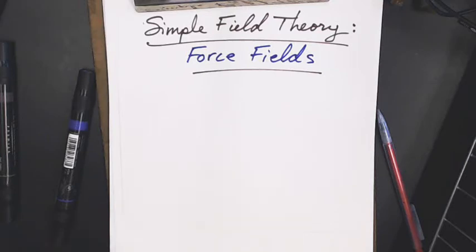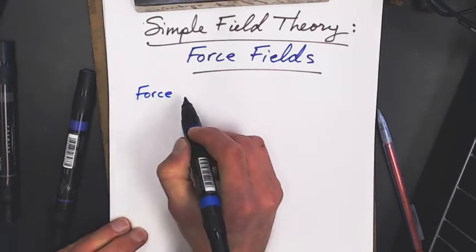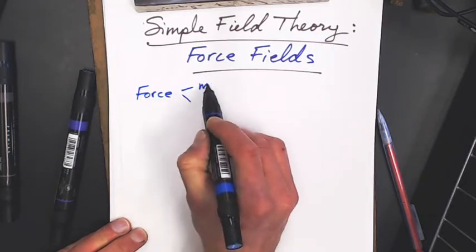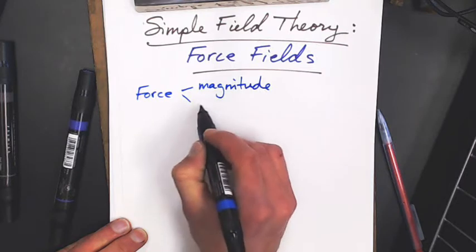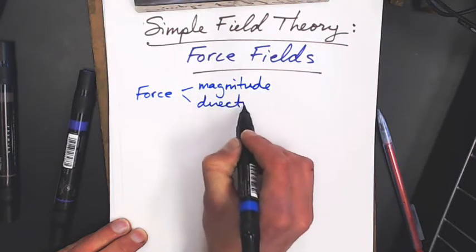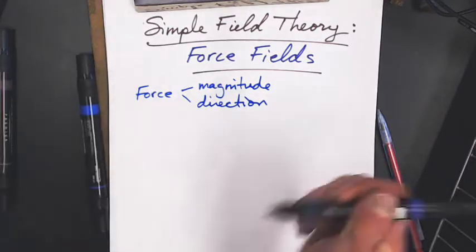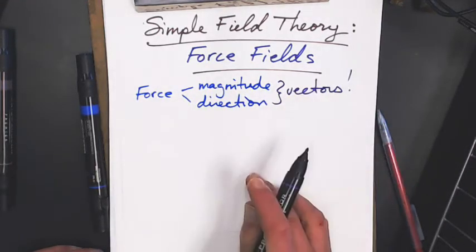Okay, so let's do some simple field theory focusing on force fields. So remember, a force field tells you two different things. A force field will tell you two things about that force: the magnitude, how big it is, and the direction. That also hints that these things are vectors.